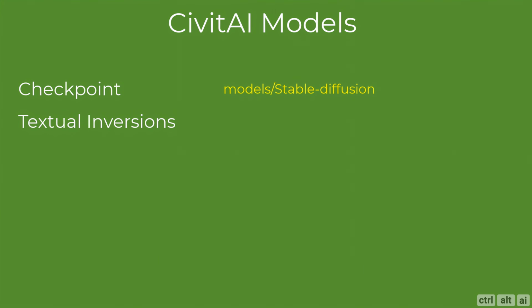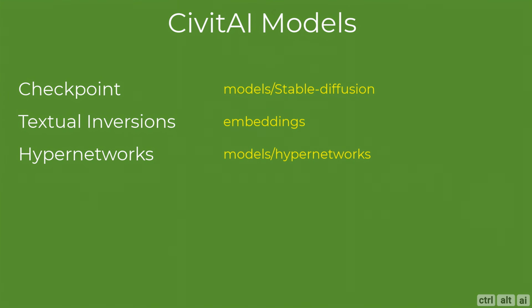Textual inversions are small compared to checkpoint files, and they go in the embeddings directory. Hypernetworks go in the Models/Hypernetworks directory. When you download a hypernetwork, you will get an input field in the settings of the WebUI. You can adjust the strength slider in settings. LoRa needs to go into the Models/LoRa folder. LyCORIS requires an extension to be installed, and the downloads go in the same folder as LoRa, Models/LoRa.